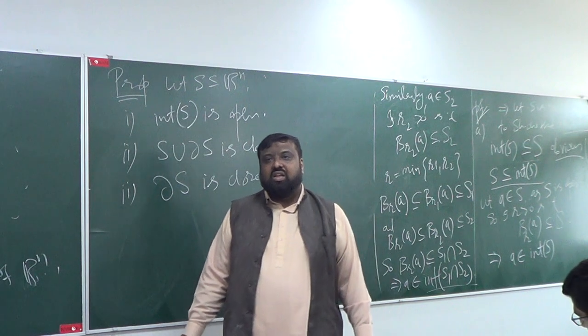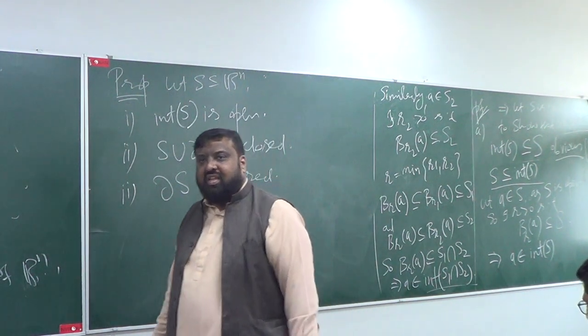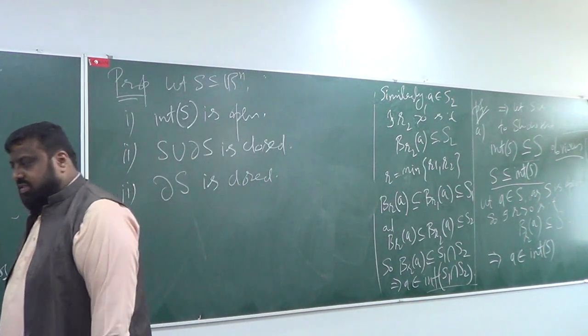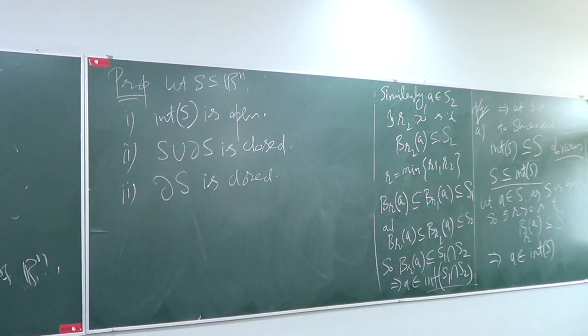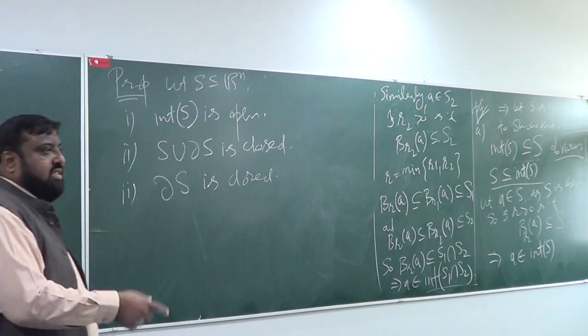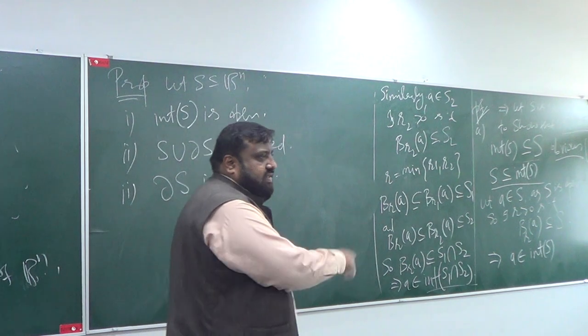So what if we define the boundary in terms of points? We have finite points on the boundary and it's closed. You can't have finite points on the boundary. Imagine you have a disk in R2. Can you say that its boundary contains finite points? No. It has infinite points.